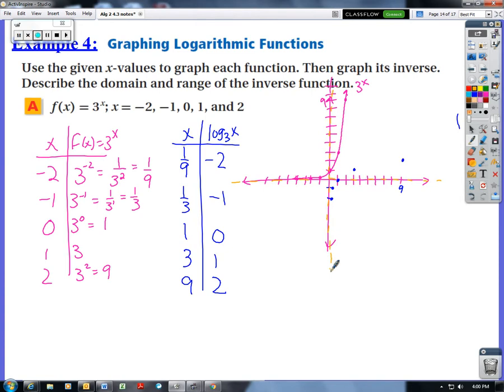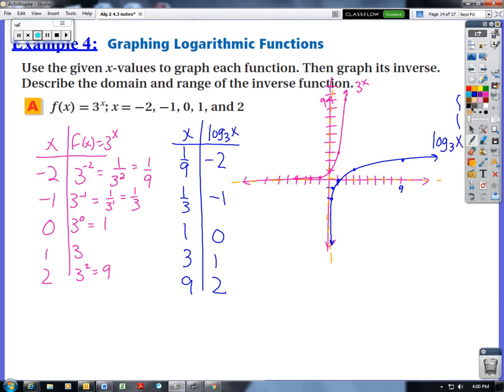When you reflect that over the line y equals x, you're going to get x equals 0. So that's the asymptote of the blue curve. So when I go to draw my blue curve in, I can see these are getting closer and closer. They're not going to cross that line. So this is the logarithm base 3 of x.